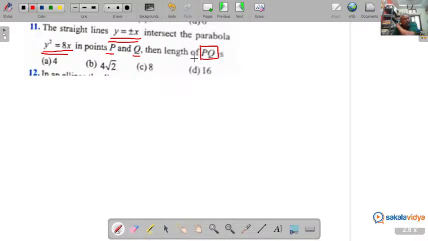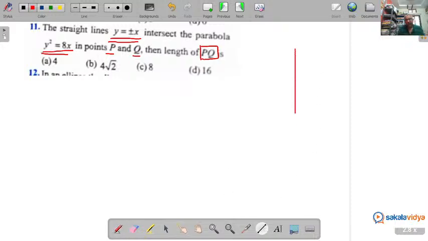The straight lines y equals plus or minus x, that is y equals x and y equals minus x, both intersect the parabola y squared equals 8x at different points P and Q. So the distance between point P and point Q, that is the length of PQ, we need to find out.